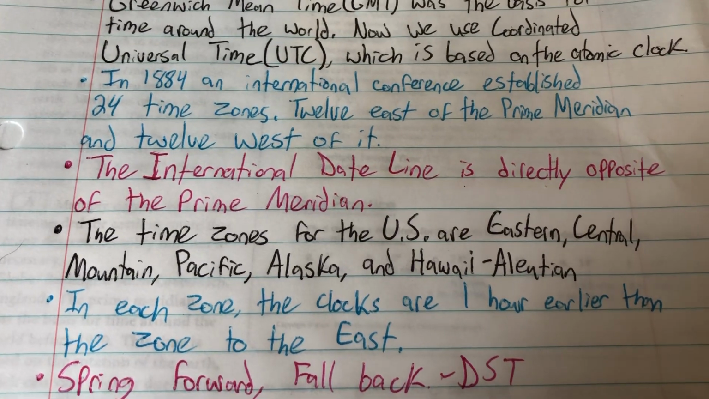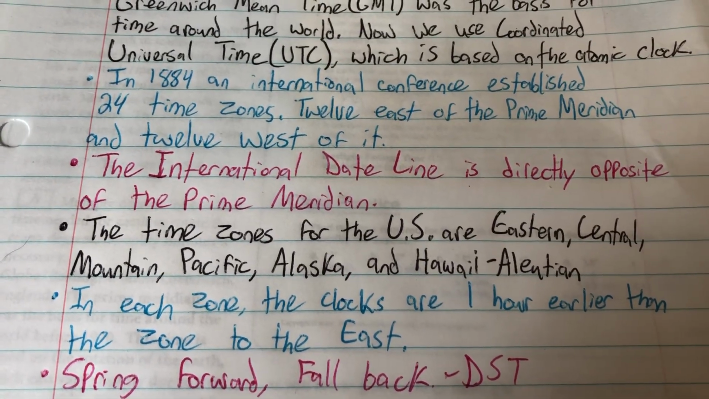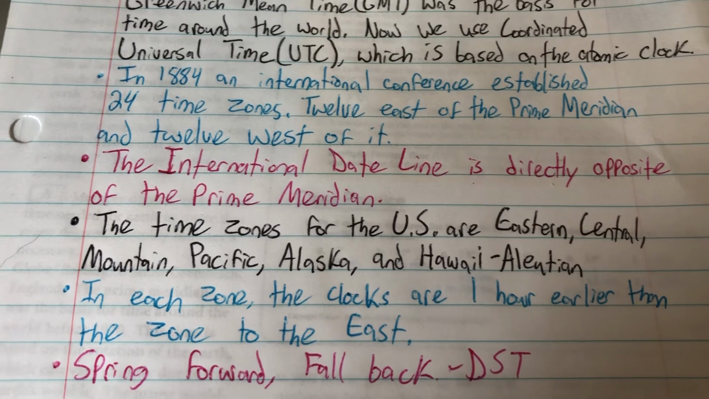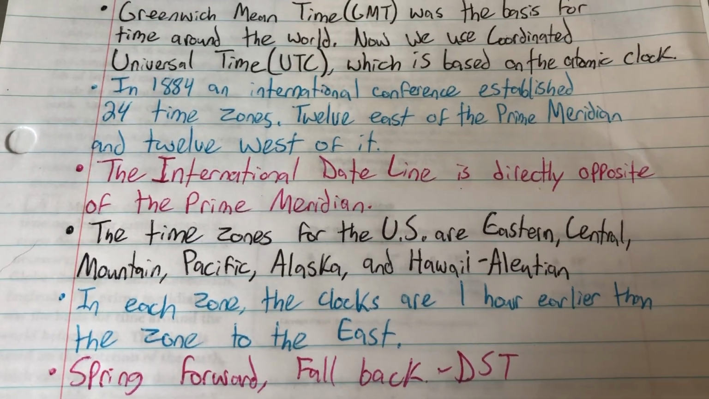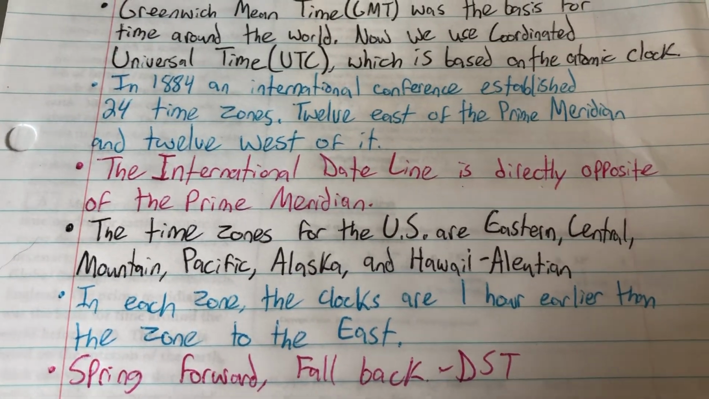In each zone, the clocks are 1 hour earlier than the zone to the east. So when it is 4 p.m. here, it is 3 p.m. in the Central time zone.